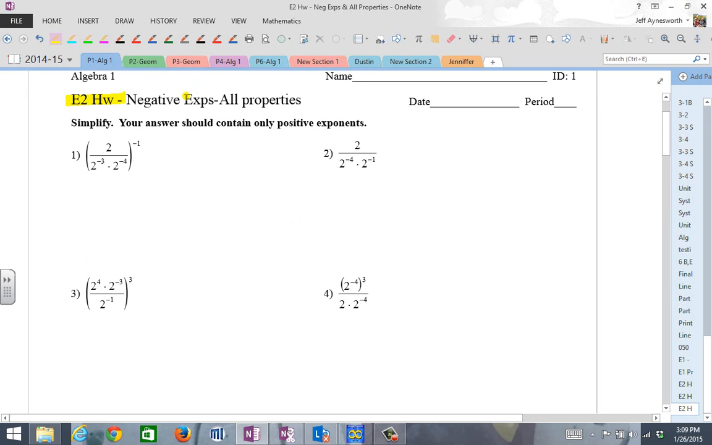We're going to get into your homework here on lessons 1 and 2 with negative exponents and all their properties. We're going to start off with real numbers here, and then we'll switch to exponents in the next set. All right, so here we go.